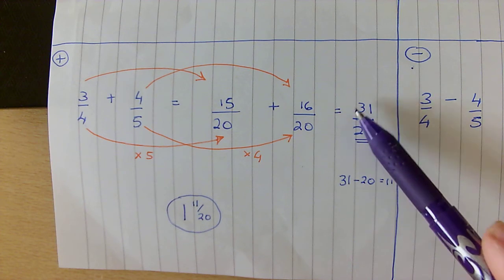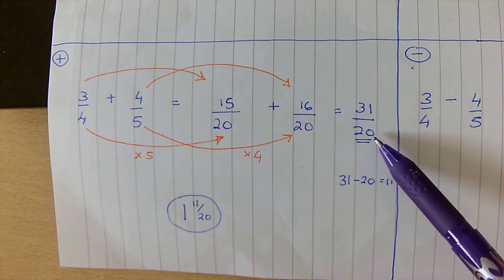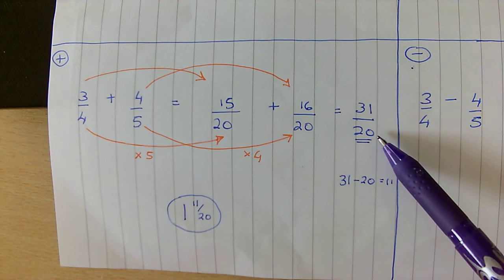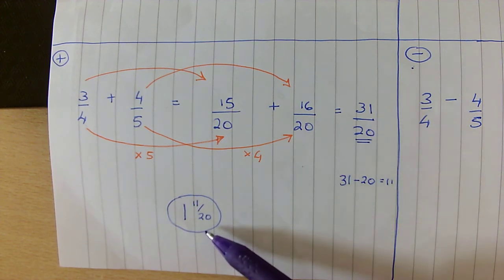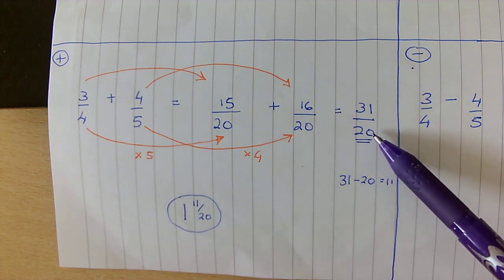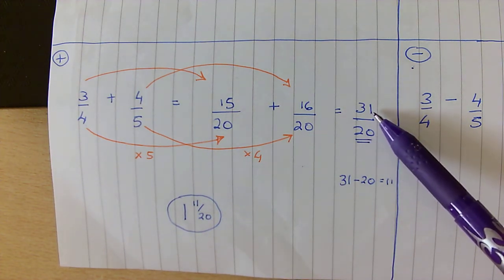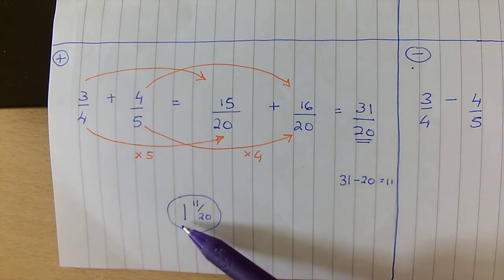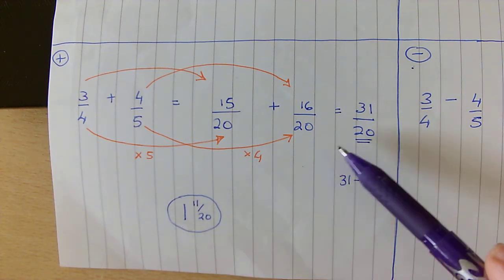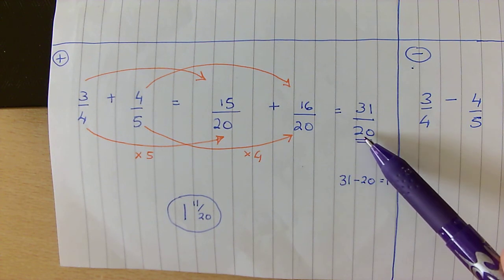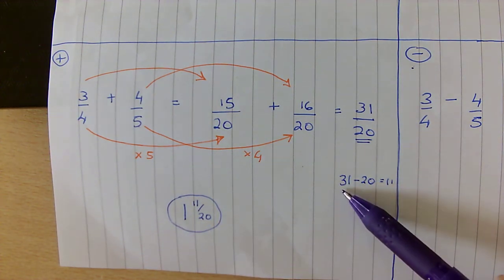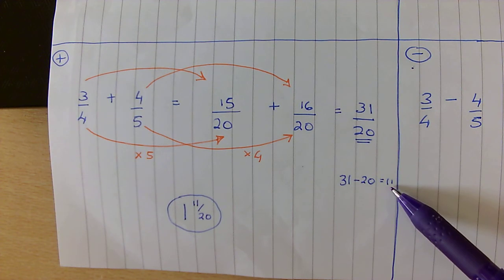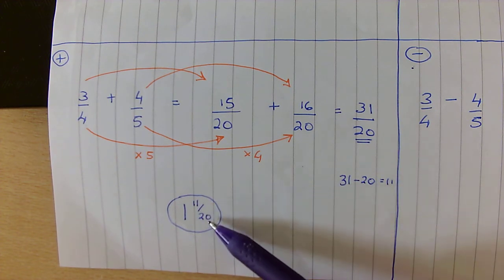Now you notice that the 31 is bigger than the 20, and that's called either an improper or a top-heavy fraction. And the expectation is that we would change that into a mixed number. So to do that, we see how many times the bottom number goes into the top, and in this case that's 1, and how many of these 20ths are left over. Well, I've used 20 of them to make that whole one, so if I take the 20 away from the 31, that leaves me with 11. So there are 11 20ths left over.